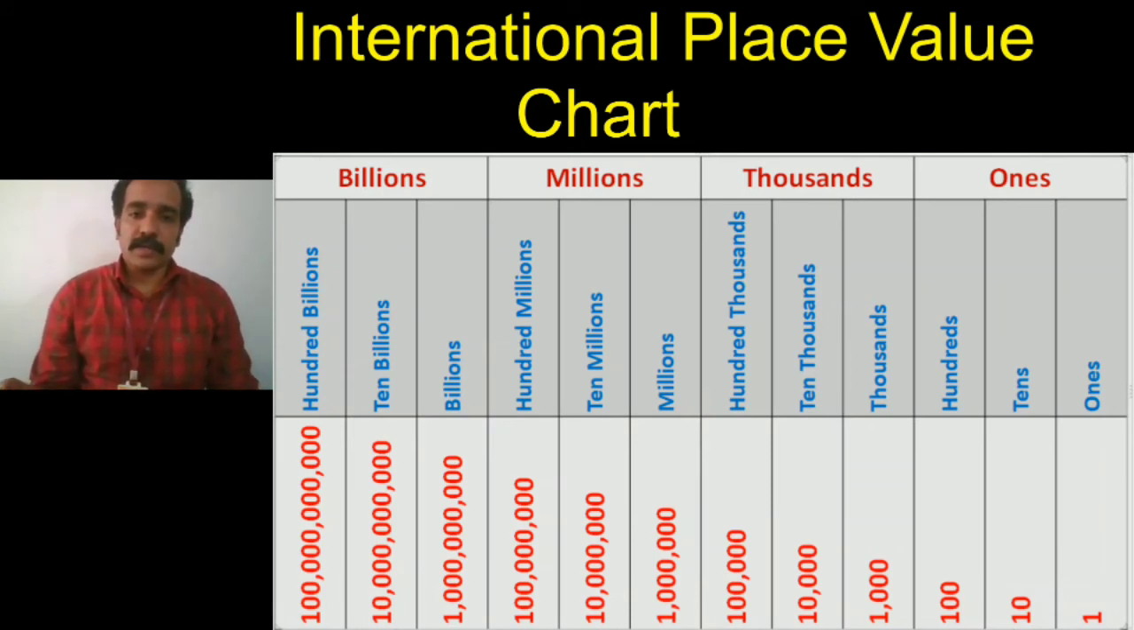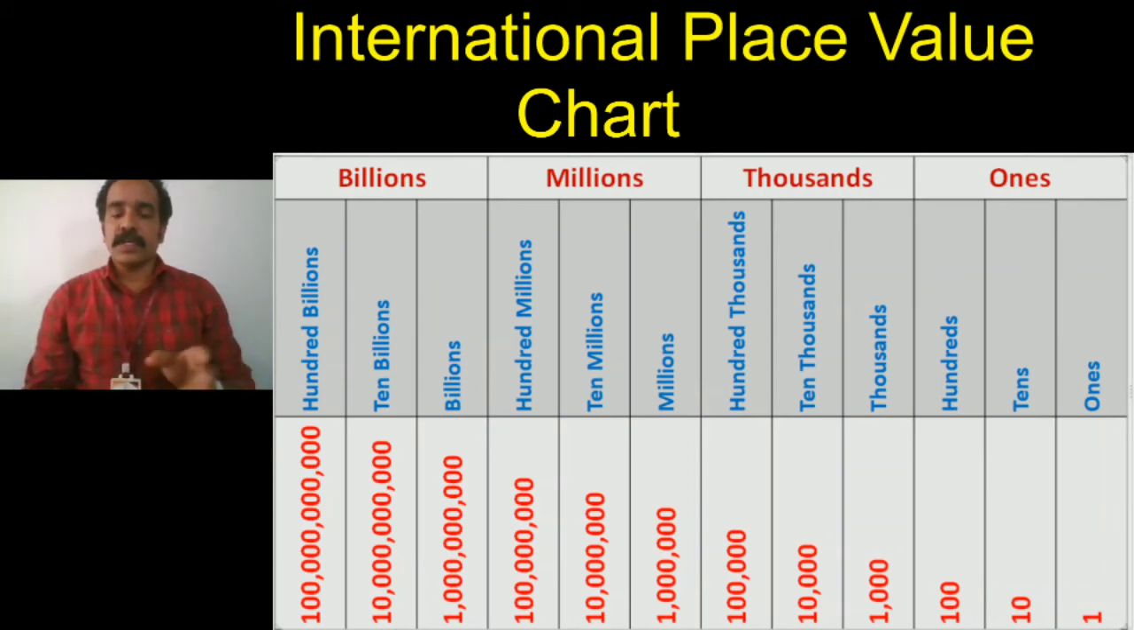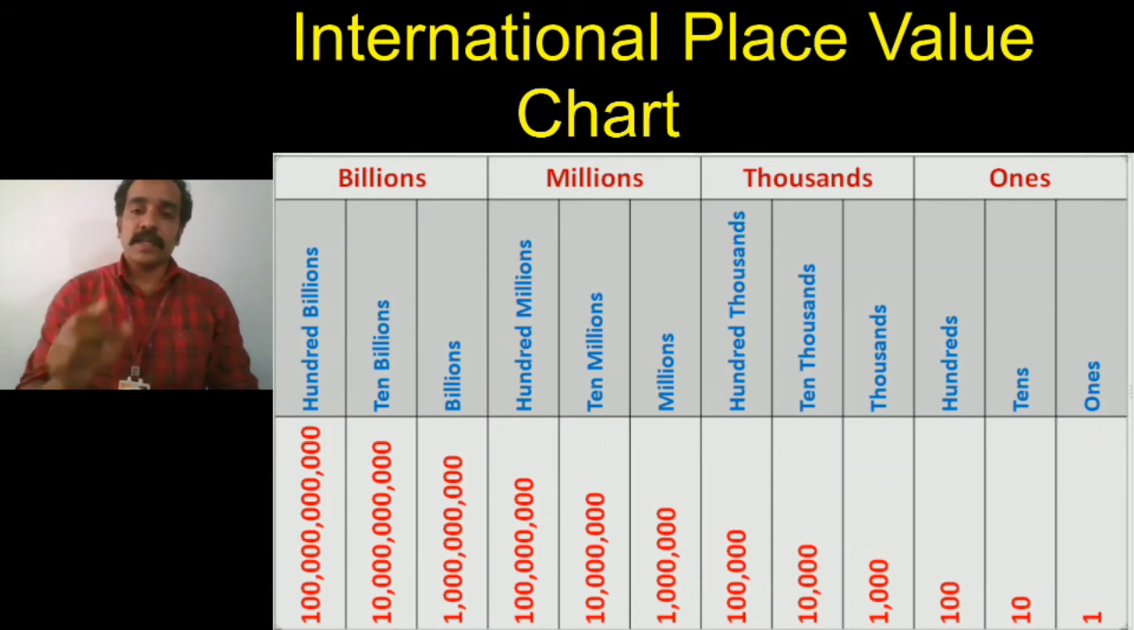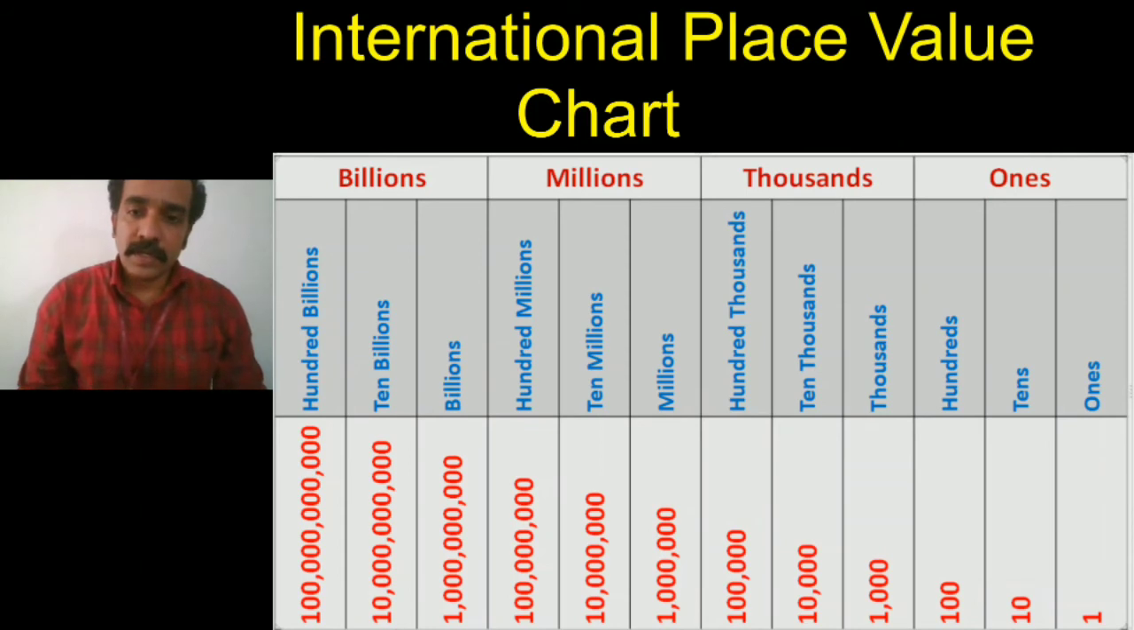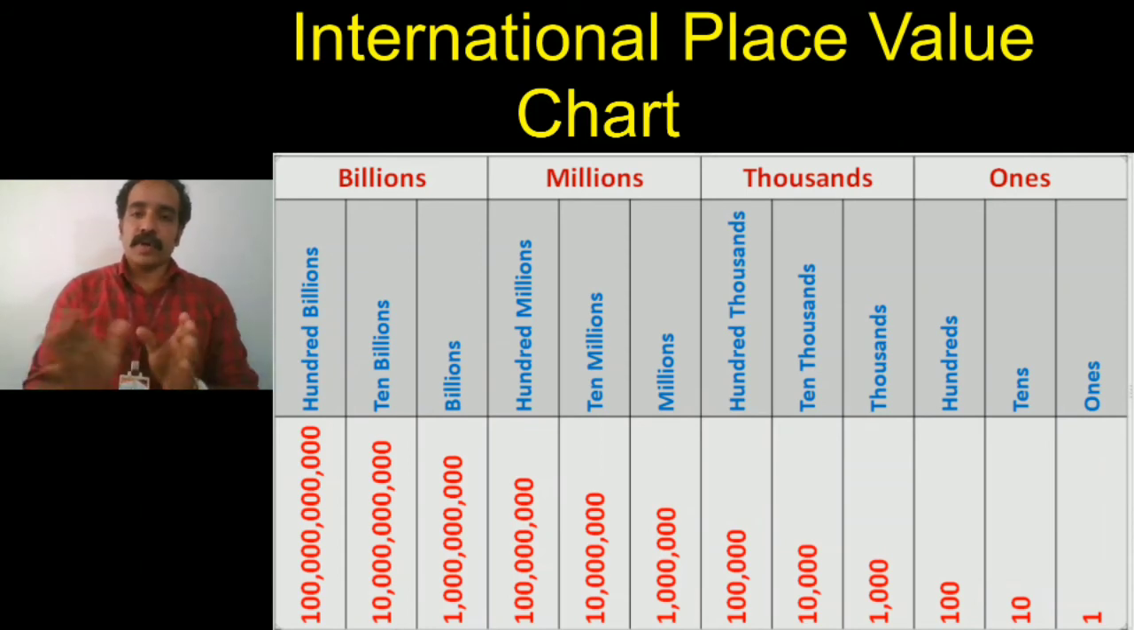Here there is no lakh and no crore. So after 10,000, in the place of 1 lakh, in the international place value chart you can see 100,000, and in the place of 10 lakh, you can see million. Like that it goes on. And 10 million means 1 crore. 100 million means 10 crore, when you are comparing the Indian and international place value charts.